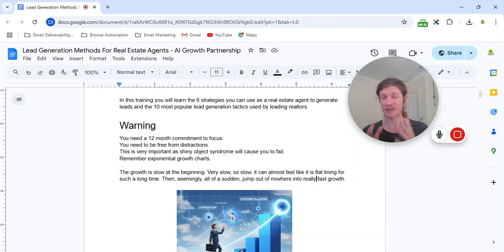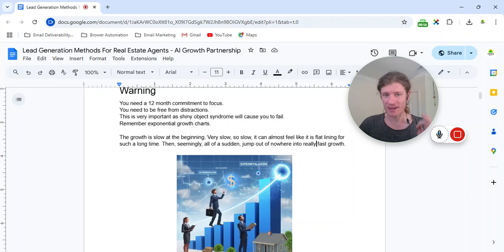You need to be able to be free from distraction because shiny object syndrome will cause you to fail. So just remember the exponential growth chart. It's very slow at the beginning, slow, slow, slow, and then all of a sudden it jumps up out of nowhere really fast. If you're a beginner in using some of these techniques, remember that exponential growth chart. It takes time to learn a new strategy. It takes time to implement the tactics. It takes time to get that data in for them to really work. So you want to commit and focus.